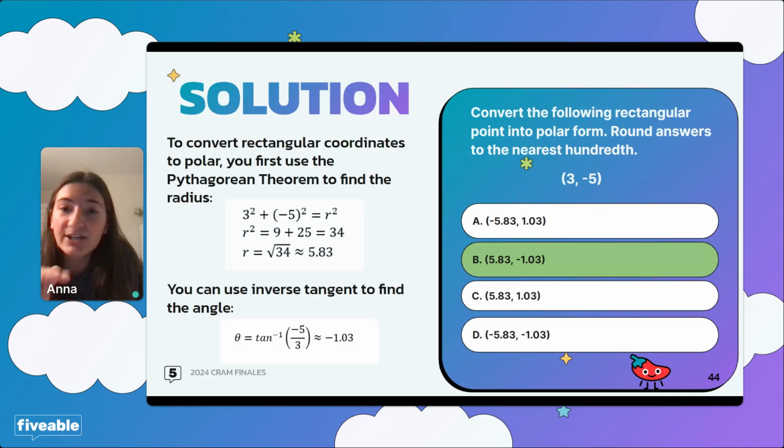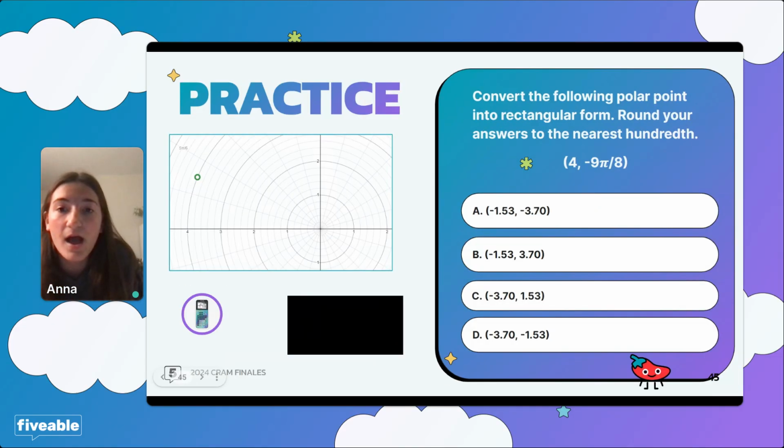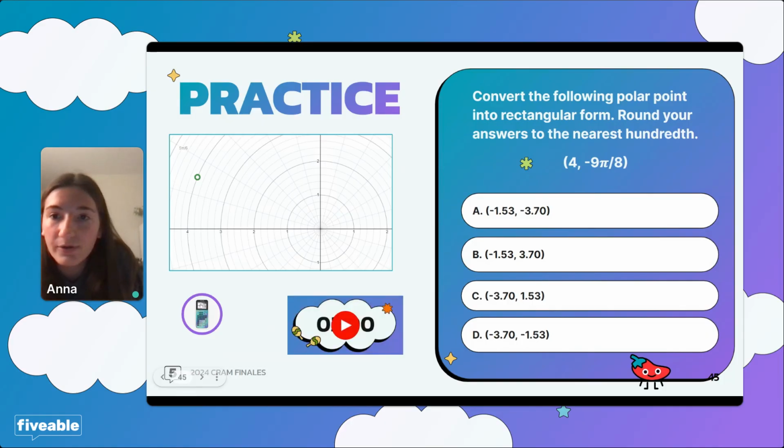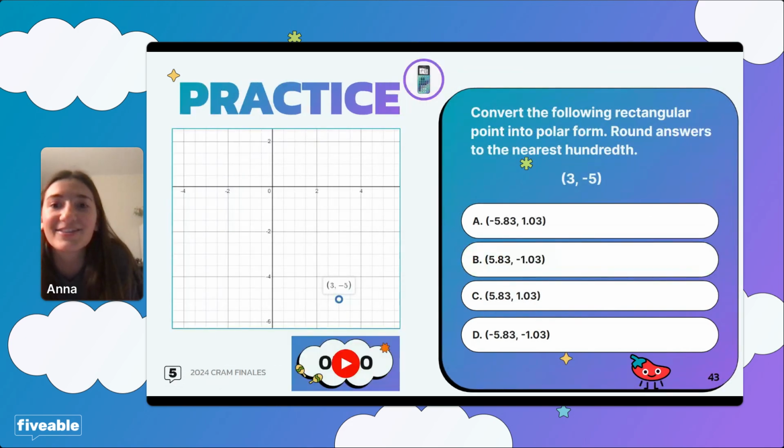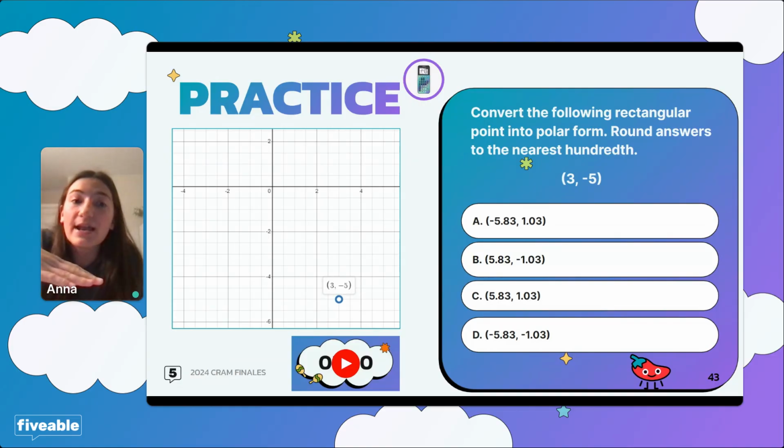So if we go back a slide, you can actually see right where that point is. Okay, so for this one, just a reminder of the solution, we solved the radius to be 5.83, and then we solved for the angle to be about negative 60 degrees, right? Because it was about negative 1 in radians. So you can see right about where that is on the plane. So that makes sense, right? Just converting, but it's the same exact point.